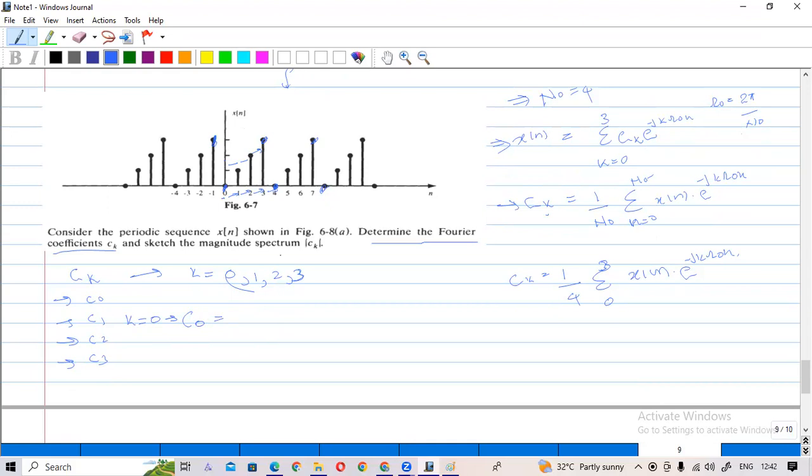So to find c naught you have to use this identity. c naught will be 1 over 4 sigma n from 0 to 3 of x[n] e to the power minus j k omega naught n. Now k is 0, so this will be e to the power 0.